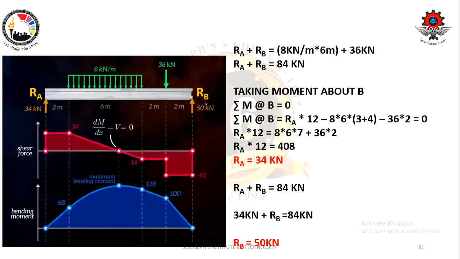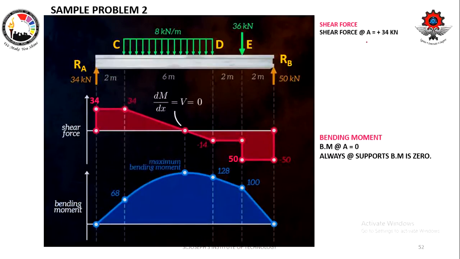Right? Now we will move on to how we are going to draw the shear force diagram and bending moment diagram. Right? We will start. Now, finding out the shear force and bending moment diagram. Shear force at A. Shear force at A is plus 34 kilonewton. Why? Upward force is positive. Upward force is positive. Keep that in mind. Traveling from left to right, we should remember the condition. Upward force is positive. So 34 kilonewton.